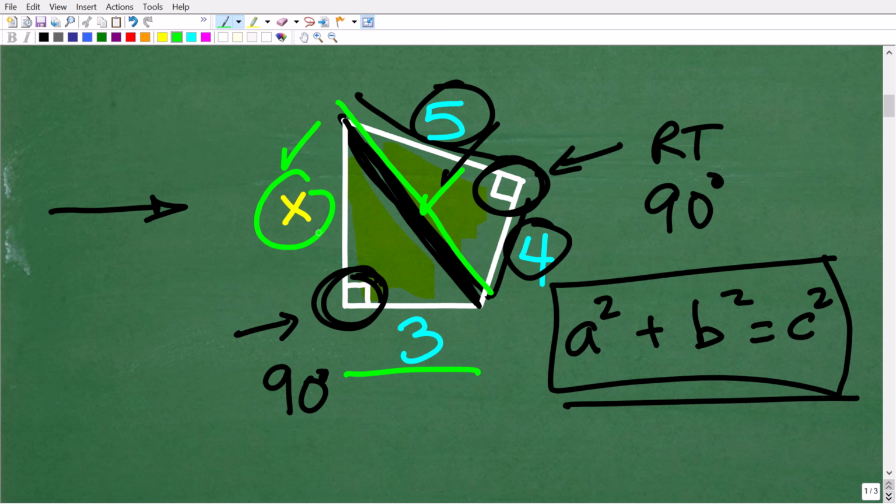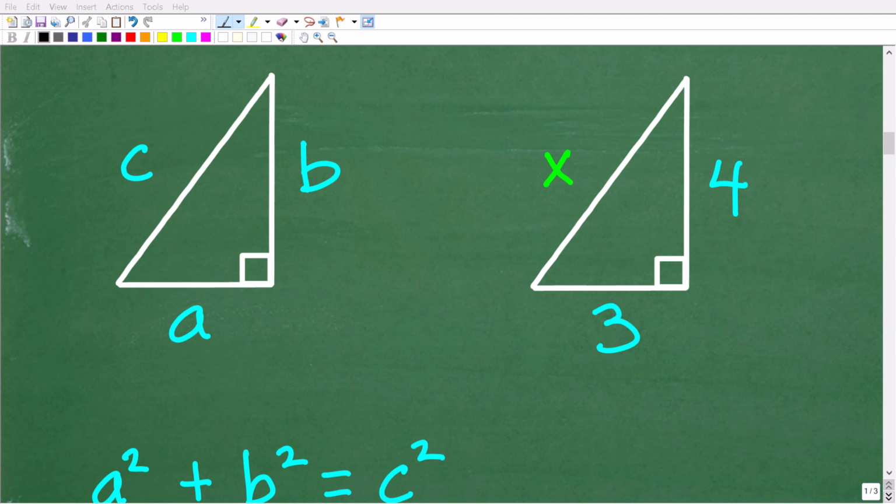Before we get into the actual solution, let's do a quick review of the Pythagorean theorem. Again, if you have a right triangle and you have two sides of that right triangle, you can easily solve for the third missing side of any right triangle using the Pythagorean theorem. We'll take a look at this example right here. We have a right triangle indicated by this notation right here, and this side is 3 and this side is 4, and what we want to do here is solve for x.